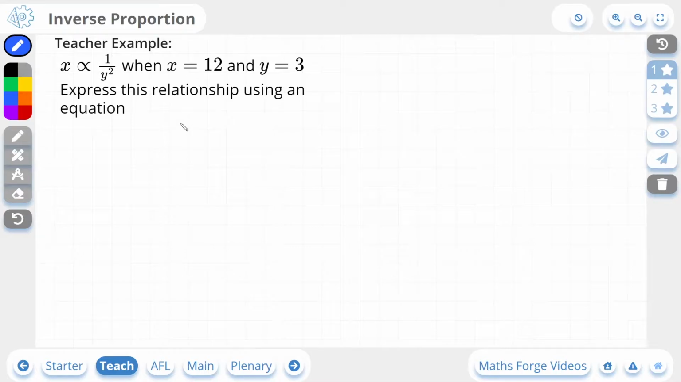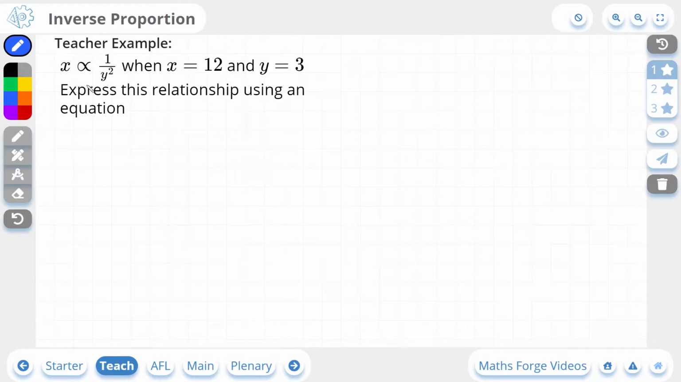So let's take a look at our first example. Here we're being told that x is proportional to 1 over y squared. Now, another way of saying this is x is inversely proportional to y squared. Putting the y squared in the denominator makes this relationship an inverse proportion.